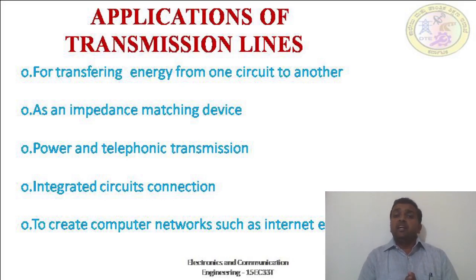Next one, power and telephonic transmission. I told you in the beginning itself there are two broad classifications. One is the power line, based on the range of power it carries with a fixed range of frequency. Next one is telephonic or communication lines. It will be carrying a huge range of frequencies but with a minimal range of power. And in IC connections, these transmission lines also will be used to create computer networks such as internet or ethernet. In case you take some rooms, you need to connect some LAN or something. Without the transmission lines, you can't complete the work, I can bet, assured.